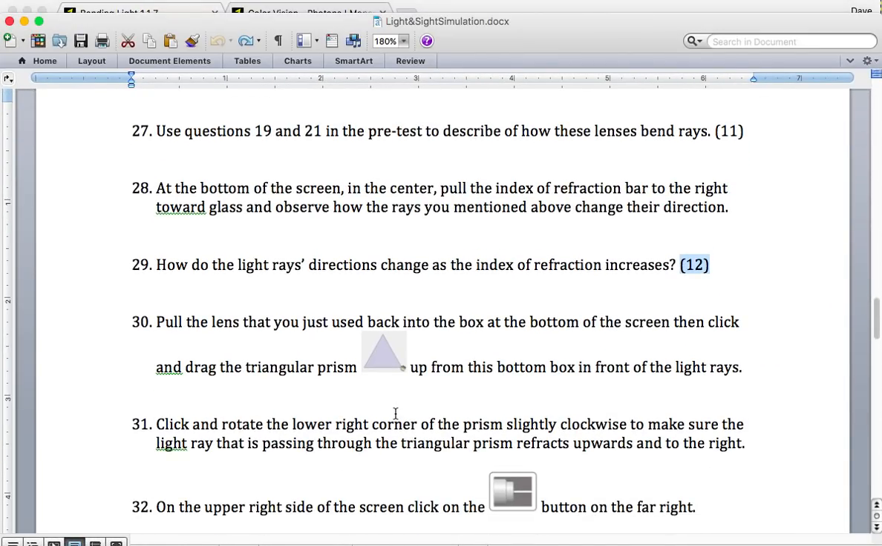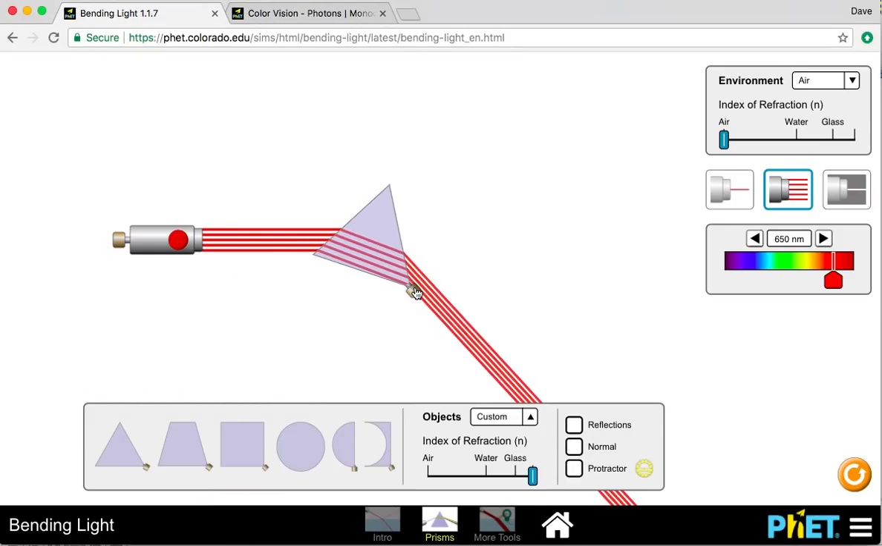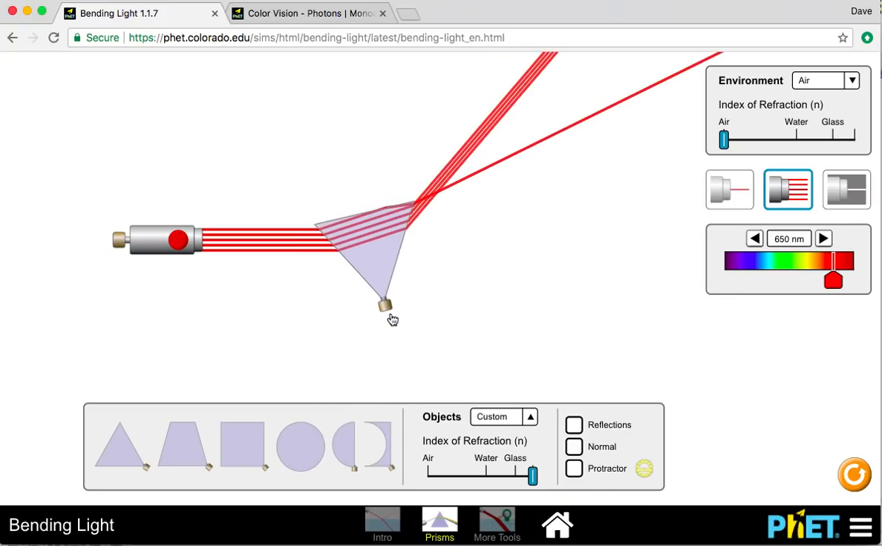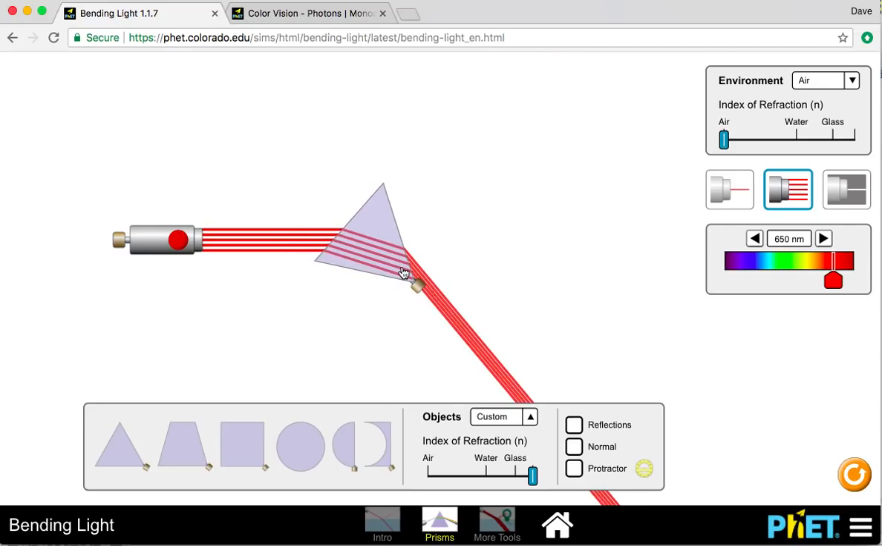Alright, now I want to click and rotate the lower right corner of the prism slightly clockwise to make sure that the light ray is passing through the triangular prism and refracts upwards and to the right. So it's a pretty complex instruction to follow. So slightly clockwise, make sure the light's passing through the prism and refracting up and to the right. So this would be clockwise, up and to the right. Oh, it looks pretty good right there. I mean, it doesn't really matter. It could be down and to the left, or down and to the right.